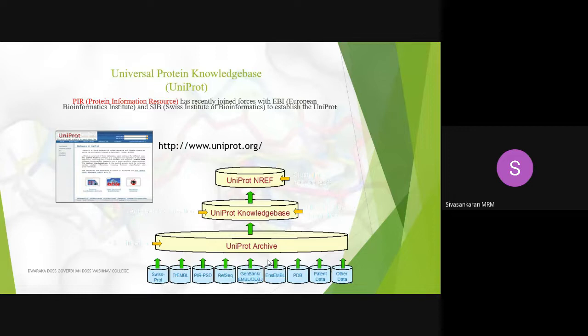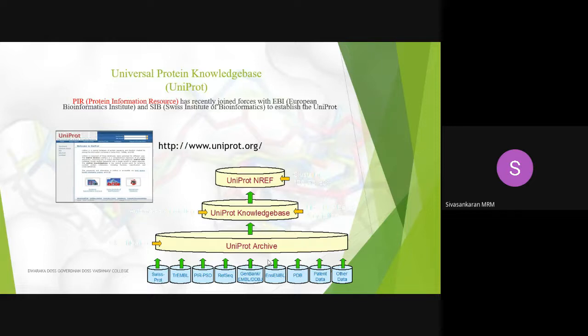So here the UniProt comes from a combination of different types of databases: SwissProt, TrEMBL, PIR, reference sequences, GenBank, EMBL, PDB, patent data, and other data. So the combination of different databases gives you the UniProt database, which involves different types of data for a particular protein. If you want to search for a particular protein, it gives the total inbuilt data which has been provided already there.